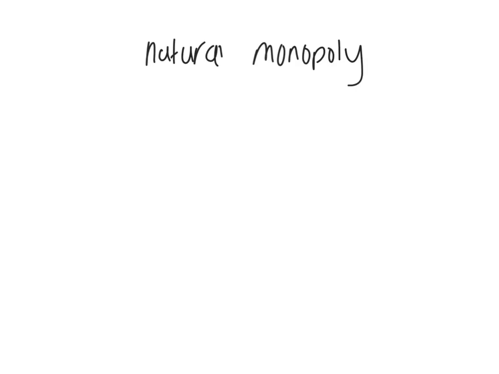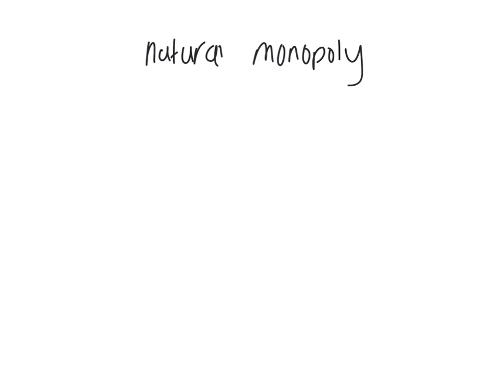Today, I want to talk about natural monopoly, and a natural monopoly is when it's natural for only one firm to produce because they can produce at the lowest cost, and economies of scale make it impractical for smaller firms to enter because there's already one main firm that can produce at the lowest possible cost.